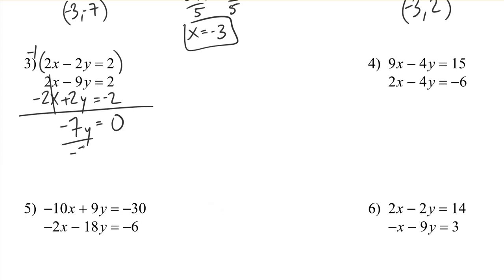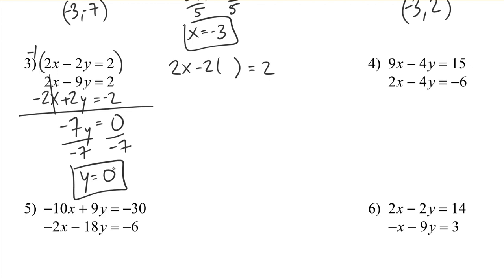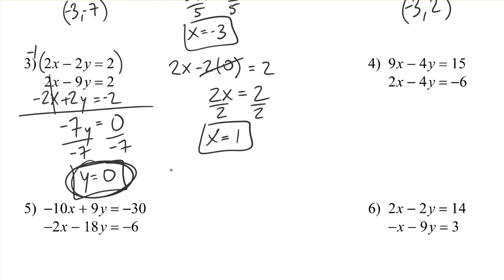That's fine. Divide by negative 7. 0 divided by anything is 0. That's okay. And now we're plugging in a 0 for y. So we'll use the top equation. 2x minus 2y equals 2. And we're substituting in our 0 for y. So negative 2 times 0 is 0. So really this is 2x equals 2, because that becomes 0. Divide by 2, and x equals 1. So our solution is 1, 0.